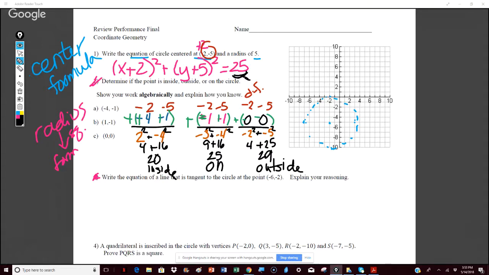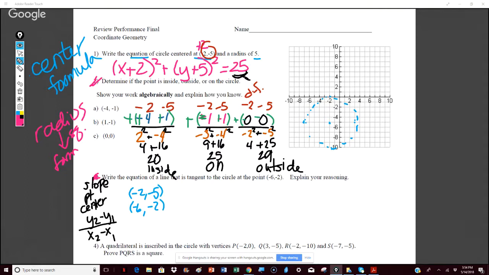Then it wants an equation of the line that is tangent to the circle at the point -6, -2. So first things first, for tangents, we need to find the slope between the point and the center. So we know slope is y2 minus y1 divided by x2 minus x1. So here I've got my 2 points. Again, the center was -2, -5. And my point that they're asking me about is -6, -2.